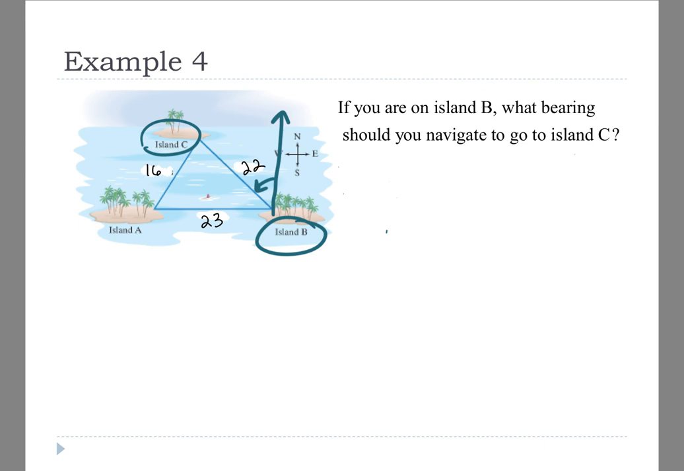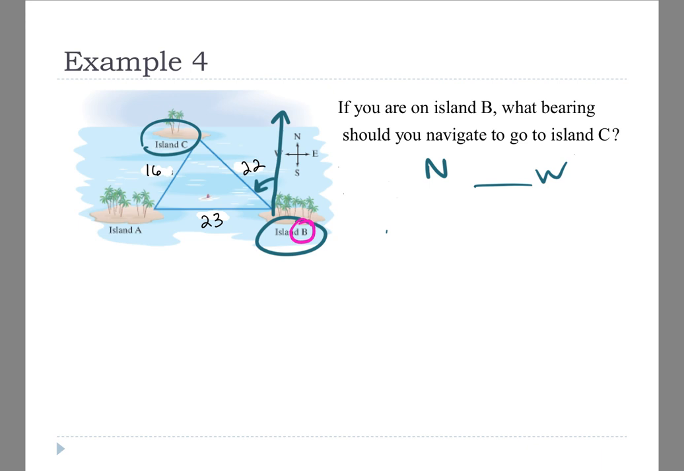So what's the north, south, east, west part of my bearing? Am I going north or south from B to C? North. And then from B to C, am I going east or west? West. So now I have to find the angle. I need the angle on the outside of that triangle, but obviously I have to use the angle on the inside to get to it. So I'm going to use my law of cosines to find angle B, and then I'm going to subtract it from 90 degrees to get the one on the outside.